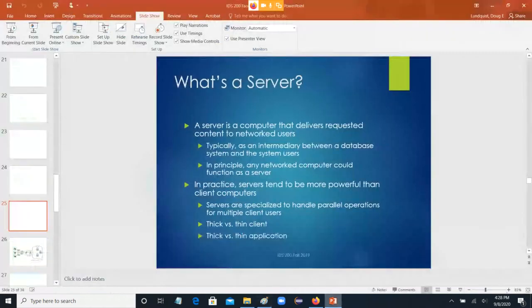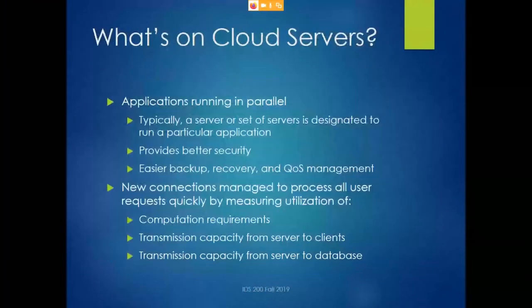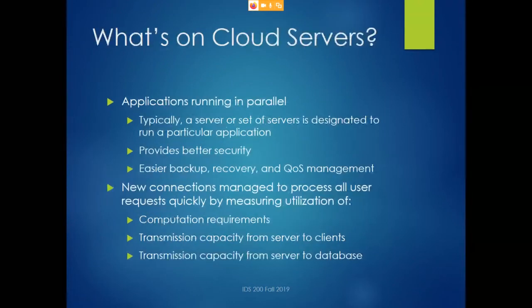Okay, so let's do a quick recap. We got this on a couple slides ahead. So, thin clients, again, relatively weak, like terminals without permanent storage. Thick clients are relatively powerful, like, say, up-to-date current desktops. Applications, a thin application, the work mostly happens on the server, and the results get returned over the network. In a thick application, the processing mostly happens on the client. And so generally you want to match the two, either thick clients running thick applications, that can make sense, or thin clients running thin applications. That makes sense. Okay.